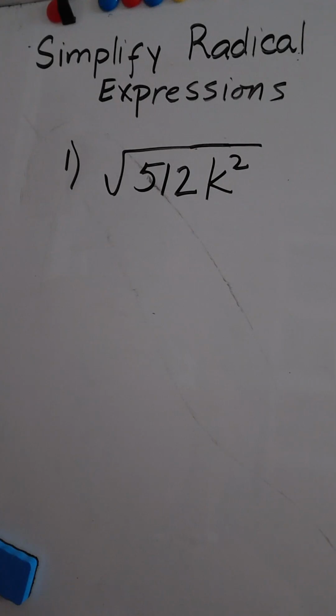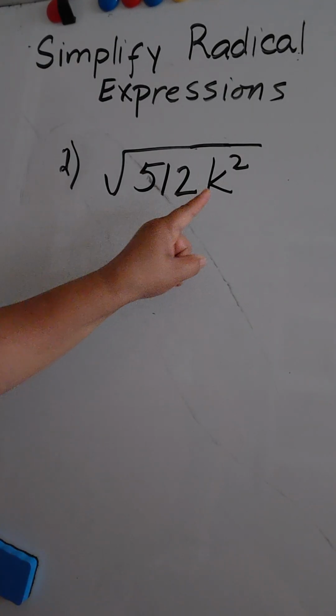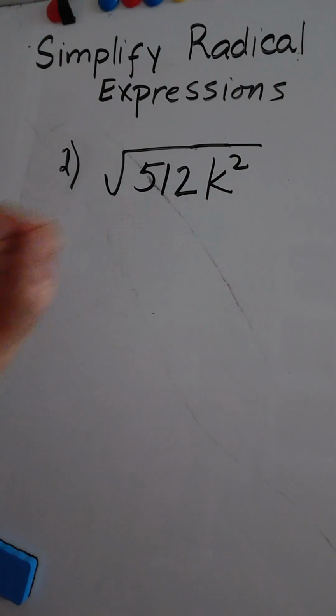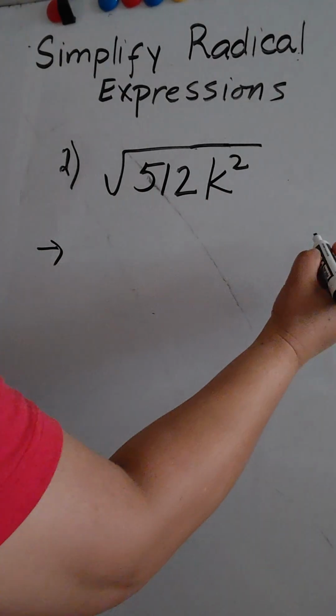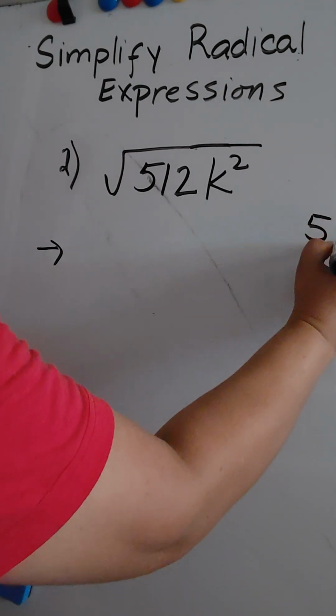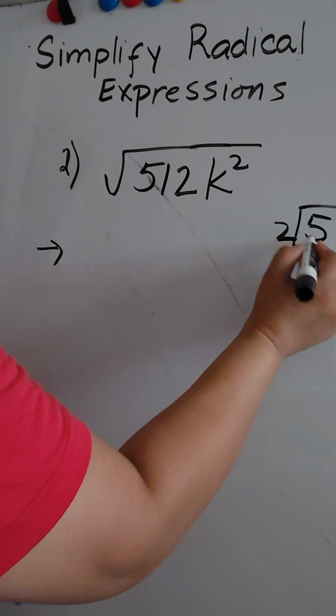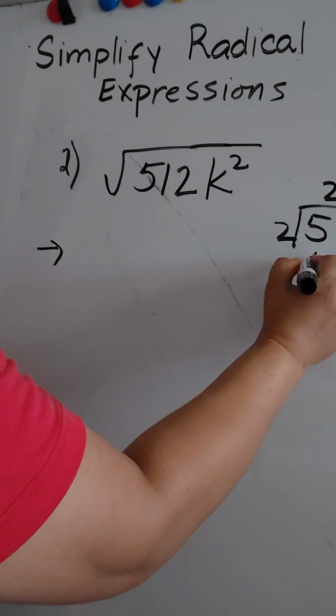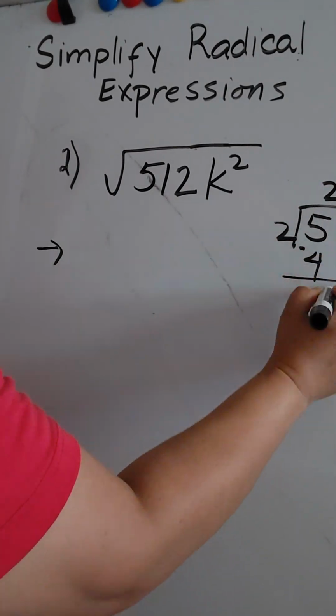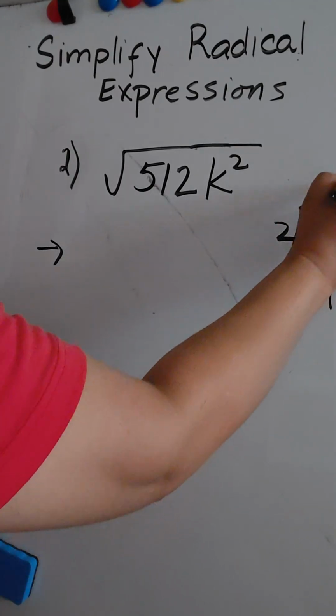Let's proceed to number 2. Okay, so number 2, we have the square root of 512k squared. Now, we are going to find the factors of 512 in which one of the factors is a perfect square. And this one, k squared, is already a perfect square. Okay, so we will try to divide 512 by 2. So 512 divided by 2, we have 2. 2 times 2 is 4. Subtract, that would be 1. Bring down 1. 11 divided by 2 is 5.